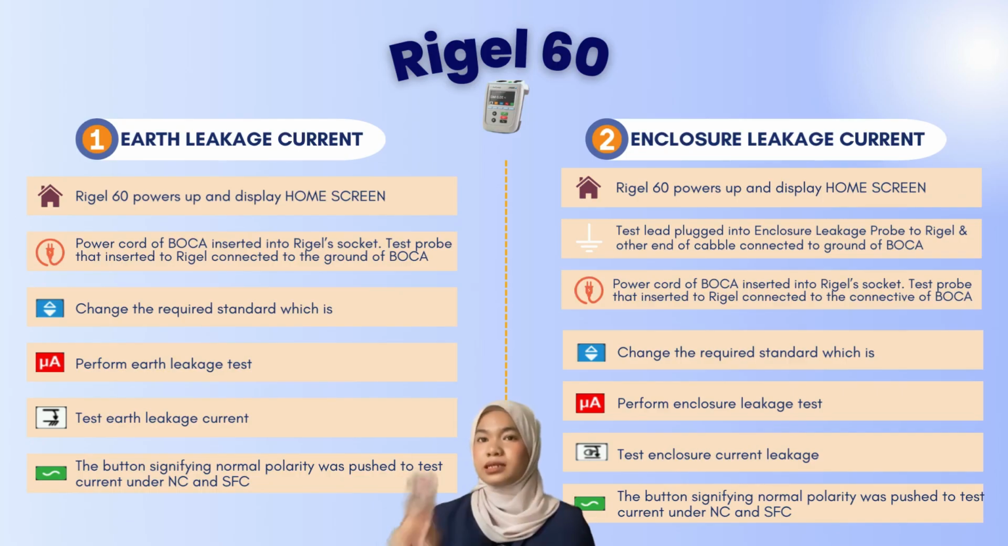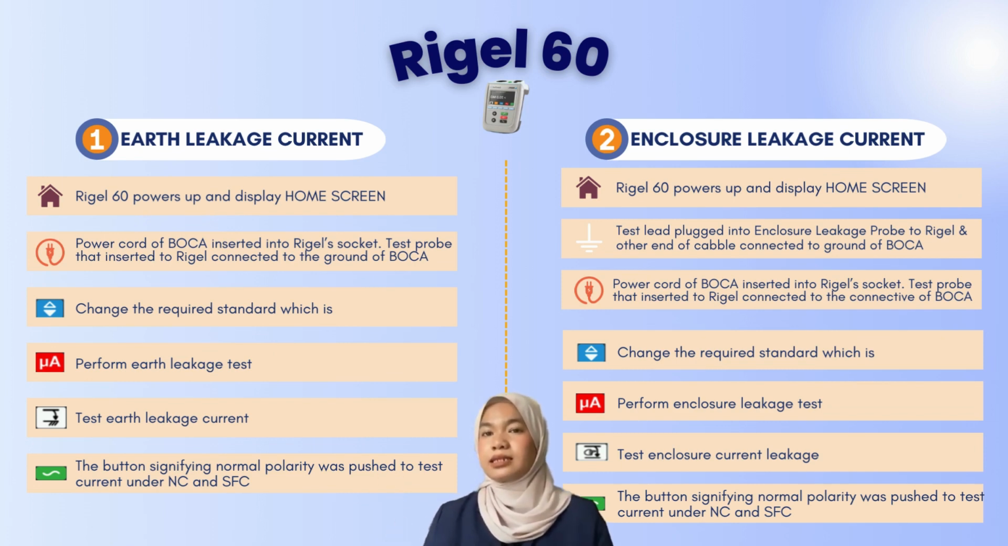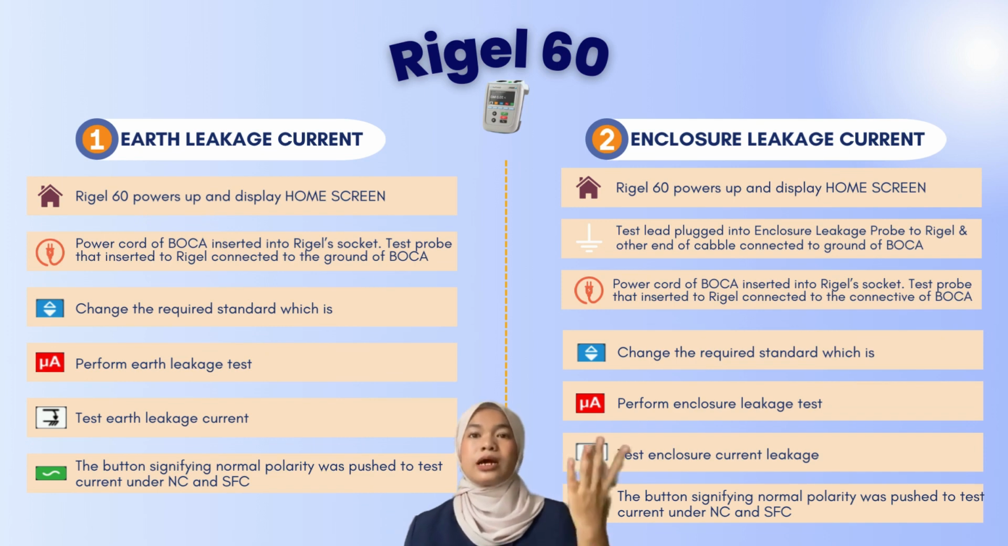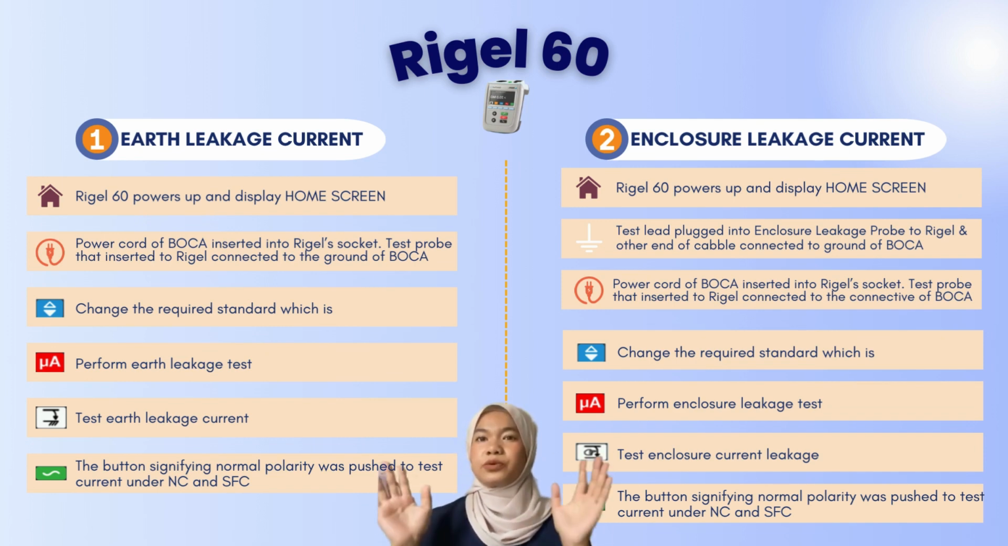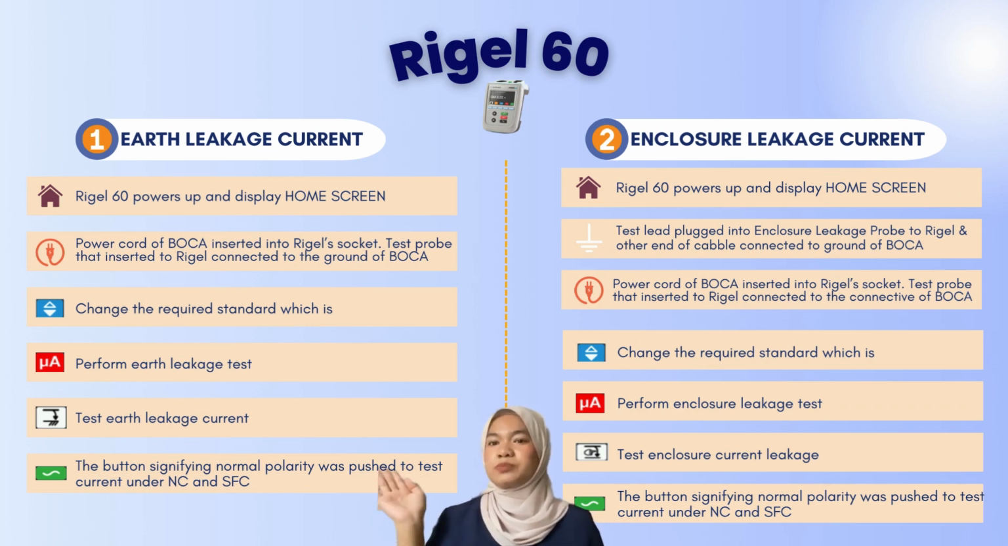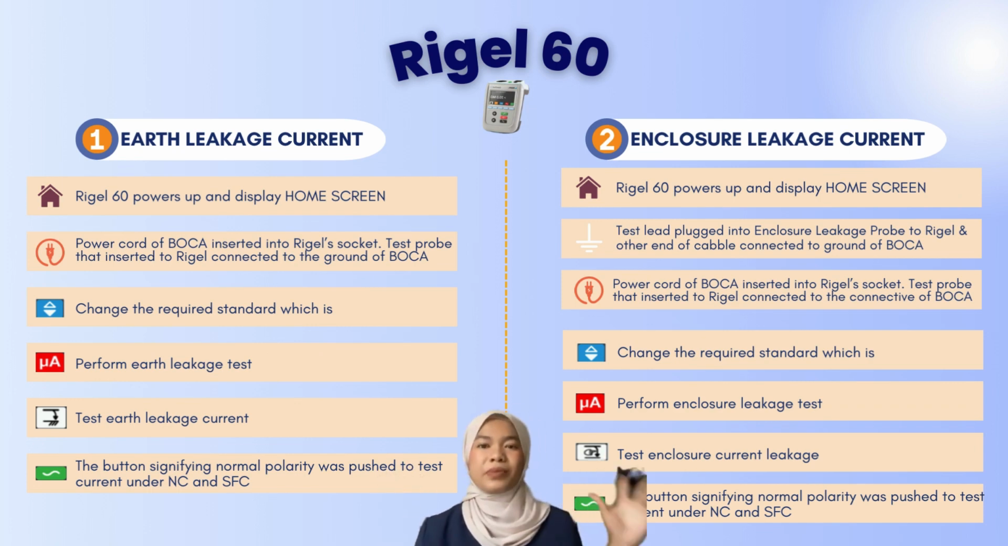Next, moving on to the second testing device, which is the Rigel Self-Test system. This Rigel system can test the earth leakage current and also the enclosure leakage current. So the steps for these two are almost the same except for step 5, where this button was pressed to test the earth leakage current, and this button was pressed to test the enclosure leakage.